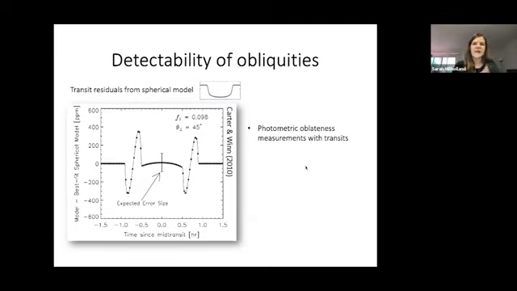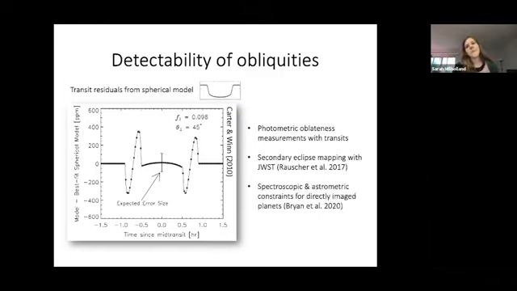So I think this is a promising thing to try. Another proposed technique for measuring the planet obliquity is what's called secondary eclipse mapping, which is looking at the occultation of the planet behind the star and creating brightness maps from the shape of that occultation as it passes behind the star. And this has been proposed as a technique for James Webb as well.